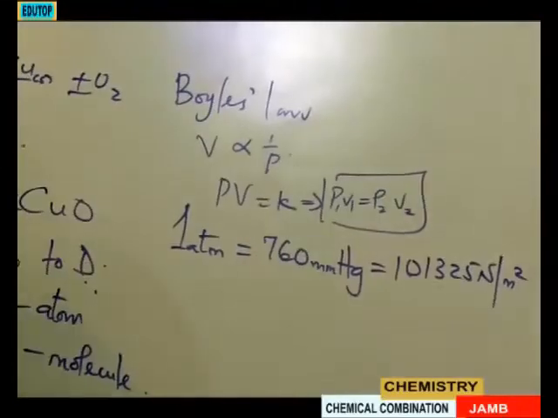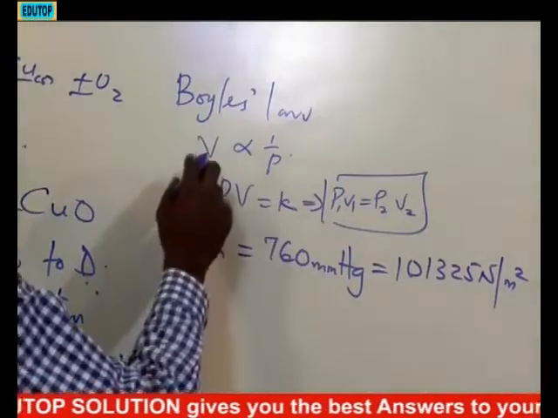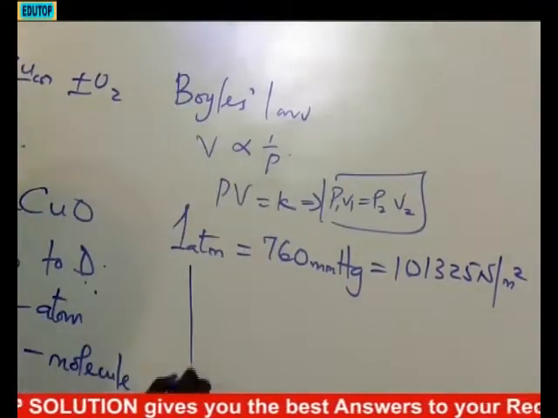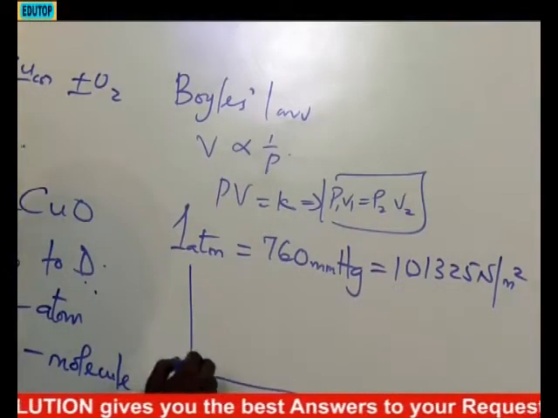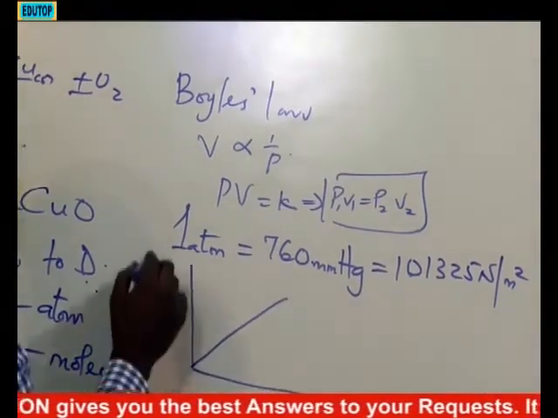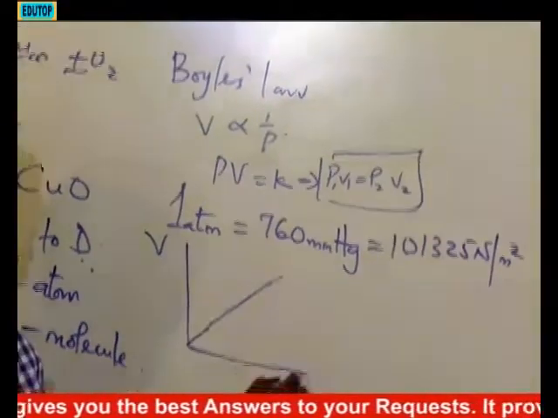Fundamental square, you know this. Also, the graph of Boyle's law. Since this is directly proportional, if you want a straight line graph, it is basically your volume against your 1 over P.